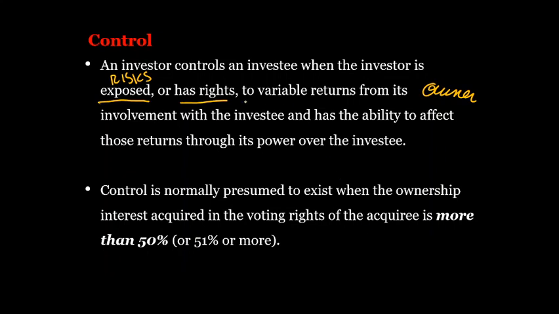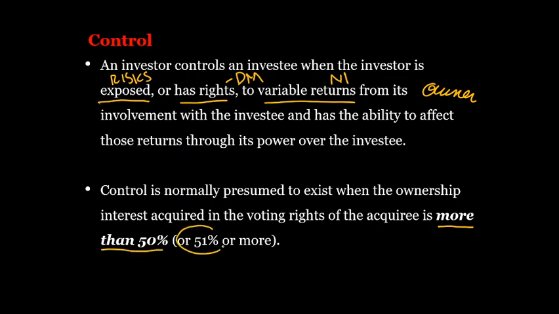And then, has rights. This means that you can now make decisions on variable returns. It's pertaining to your net income. So in short, you have control if you are now considered an owner. Now, control is normally presumed to exist when the ownership interest acquired in the voting rights of the acquiree is more than 50%, or 51% or more. I prefer this definition, more than 50%.